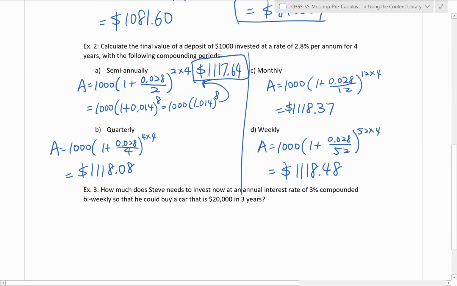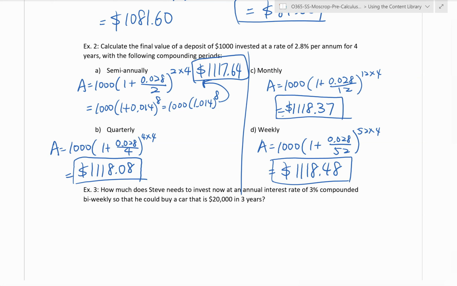Hopefully this is what you got. You should get $1,118.08, $1,118.37, $1,118.48 for each of these compounding periods. Notice the more frequently you collect your interest, the greater the final amount will be. You can see this is the most frequent, weekly. You count the interest weekly, and you can see the final amount is the largest among these 4 examples here. So the more the better, of course.